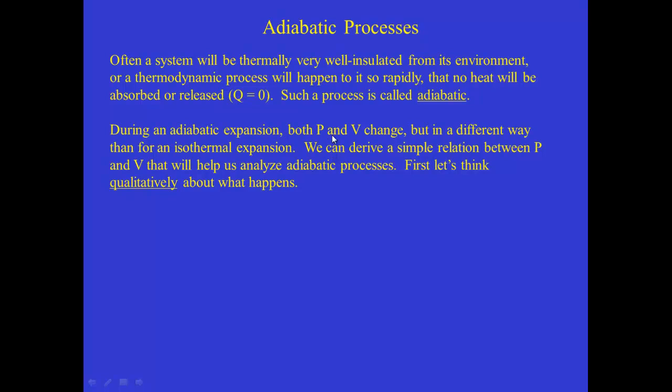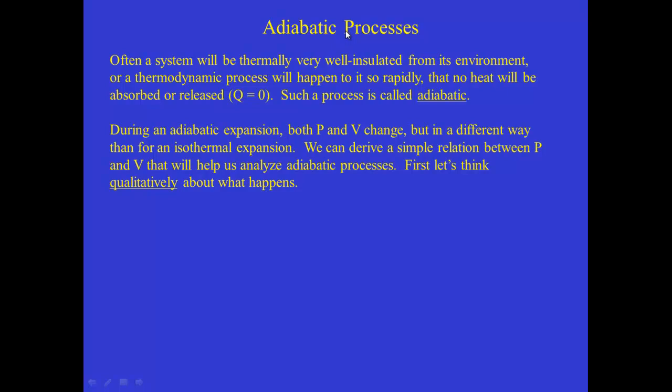We've already talked about several special kinds of thermodynamic processes and what's happening in those processes. For example, we talked about isothermal processes, and we talked about constant pressure or isobaric processes, and then isovolumetric processes. And the last of the special processes is a little bit more complicated than the others. It's called an adiabatic process.